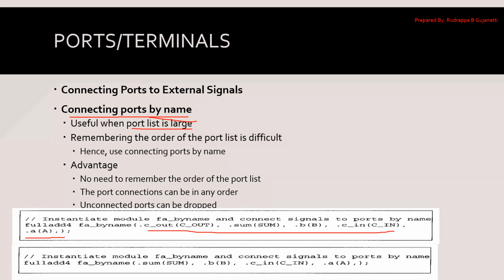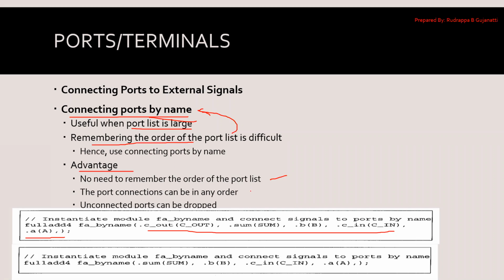When the port list is large, this is a useful way to go ahead, because remembering the order sequence is really difficult. Under such circumstances, going by name is preferred. That is what we have for connecting ports to external signals. So what are the advantages? No need to remember the port list, and since we can have unconnected ports, even if you miss out something, it will not be a problem.